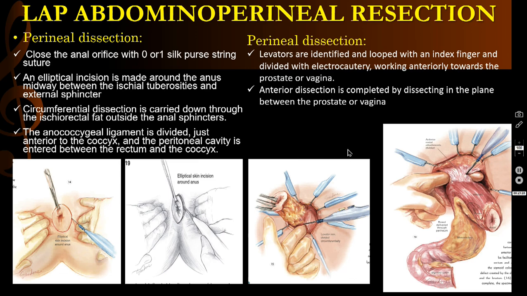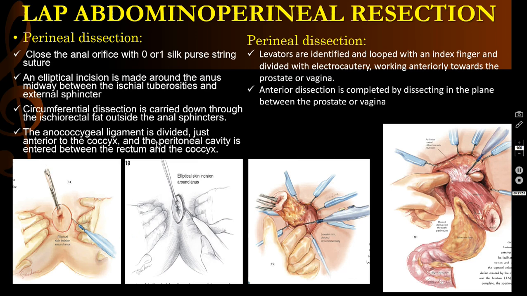The next step in the operation is perineal dissection. Now you have to close the anal orifice with a 0 or number 1 silk purse-string suture. This is what you are seeing here in these two pictures. An elliptical incision is made around the anus midway between the ischial tuberosities and the external anal sphincters. Circumferential dissection is carried down through the ischiorectal fat outside the anal sphincter, so you have to incise it deeply.